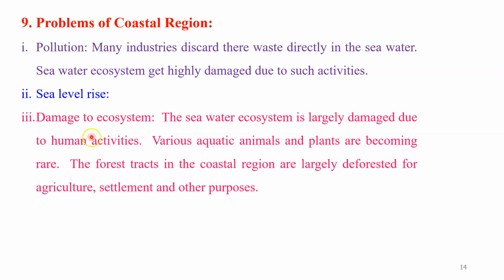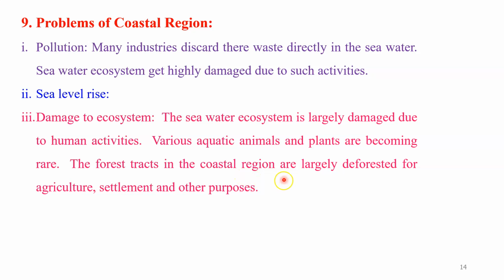Then the third very important problem that you observe in the coastal region is damage to the ecosystem. Yes, the sea ecosystem, the aquatic ecosystem that you observe in the ocean or in the sea, is affected by human activity on a large scale, especially the animals and plants. Now they are becoming very rare, and the vegetation cover, the plants, are destroyed by human activity.